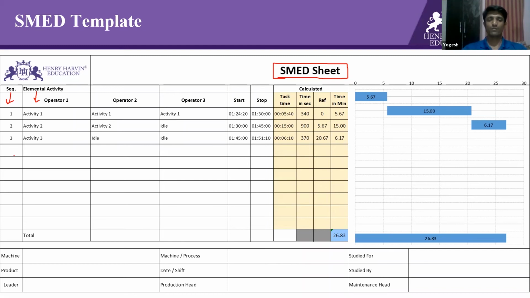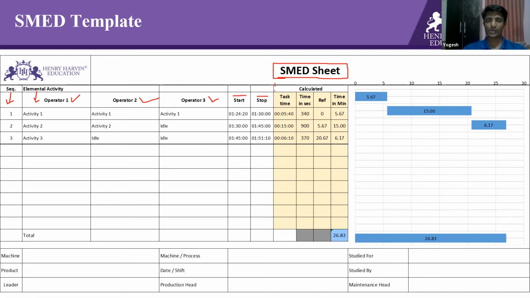The team will sit together in a room, in a hall. They will play the video and analyze each and every single step done by the people involved in the changeover. In this example there are three operators, operator 1, 2 and 3, involved in this changeover. We can insert more columns if there are more people involved, right? So these are the operators. Then there is a start time and a stop time. Start time means when the activity started, and stop time means when that particular activity stopped.